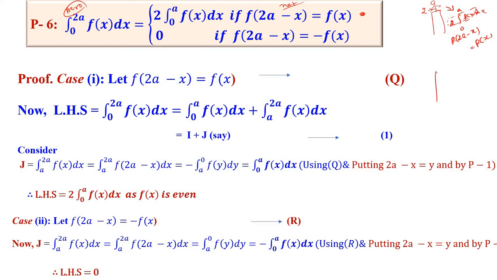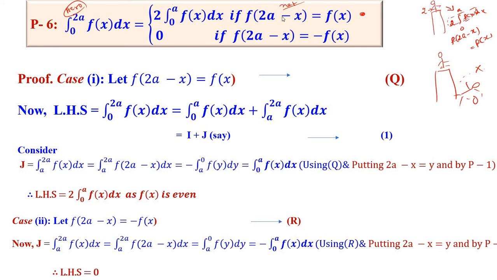So when the same person is jumping, can he jump? If the net is not there, what will happen? He will not be there, so he becomes 0. You can remember it in that way. You have f of 2a minus x is f of x.